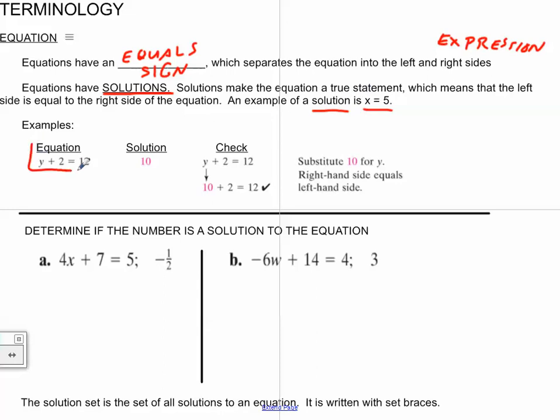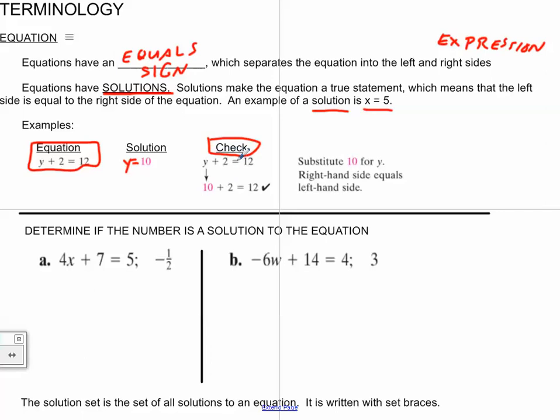Here's an example of an equation. It's got an expression over here, y plus 2, an expression on the right side, 12, an equal sign between them, so we've got an expression equal to an expression. Our solution then should be y is equal to 10. And we can check our work. We start with our original equation, y plus 2 equals 12, and I say that my solution is y equals 10. Well, substitute that y equals 10 in here.